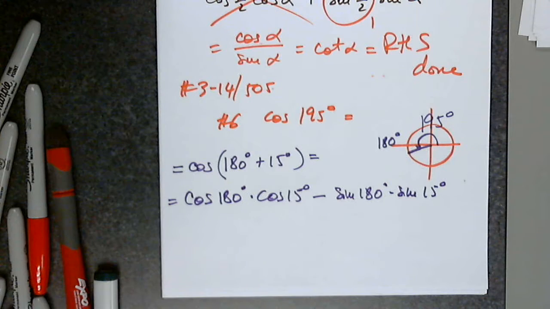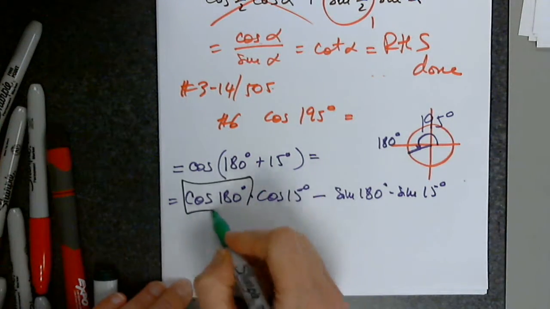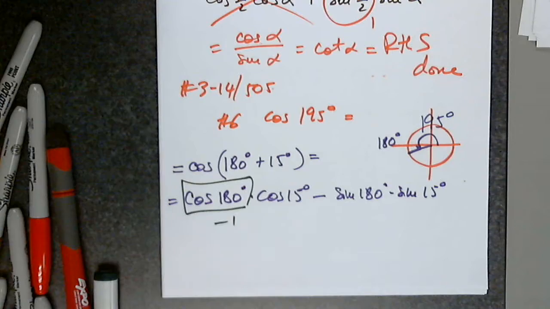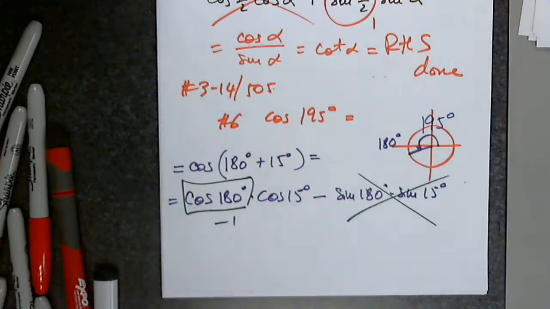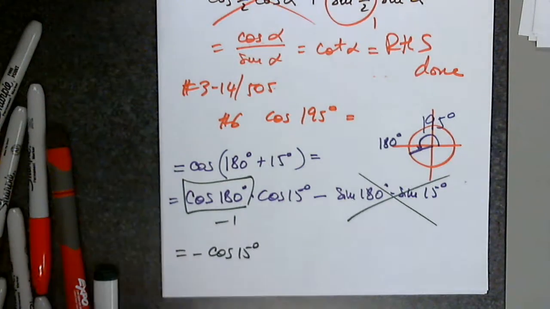We don't know anything about 15. We will in a minute. But we do know a lot about 180. How much is cosine 180? Careful. Exactly. So this is -1. How much is sine 180? That's it. This is gone. Good. So then I have negative cosine 15.